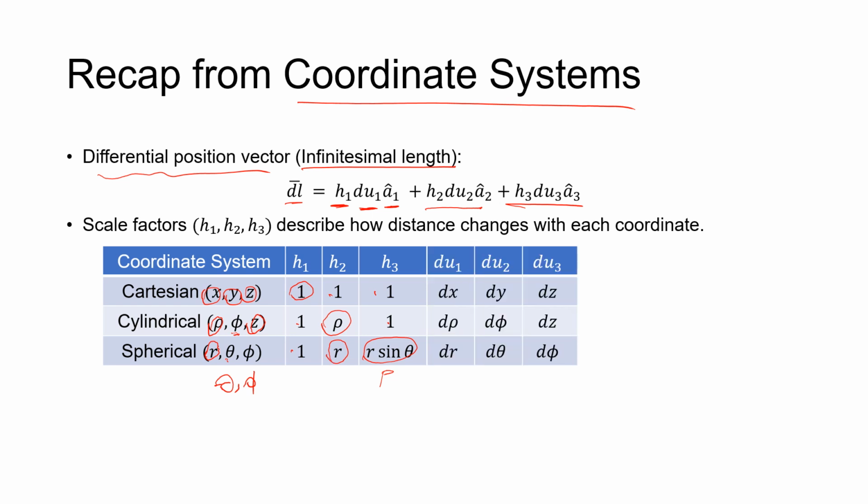The differential operator in case of the Cartesian coordinate will be dx dy dz, cylindrical coordinate d rho d phi dz, and of course in the spherical coordinate system we'll have dr d theta and d phi. And finally the unit vectors: we have i j k in case of Cartesian, rho phi z in case of cylindrical, and r theta phi in case of the spherical coordinate system.